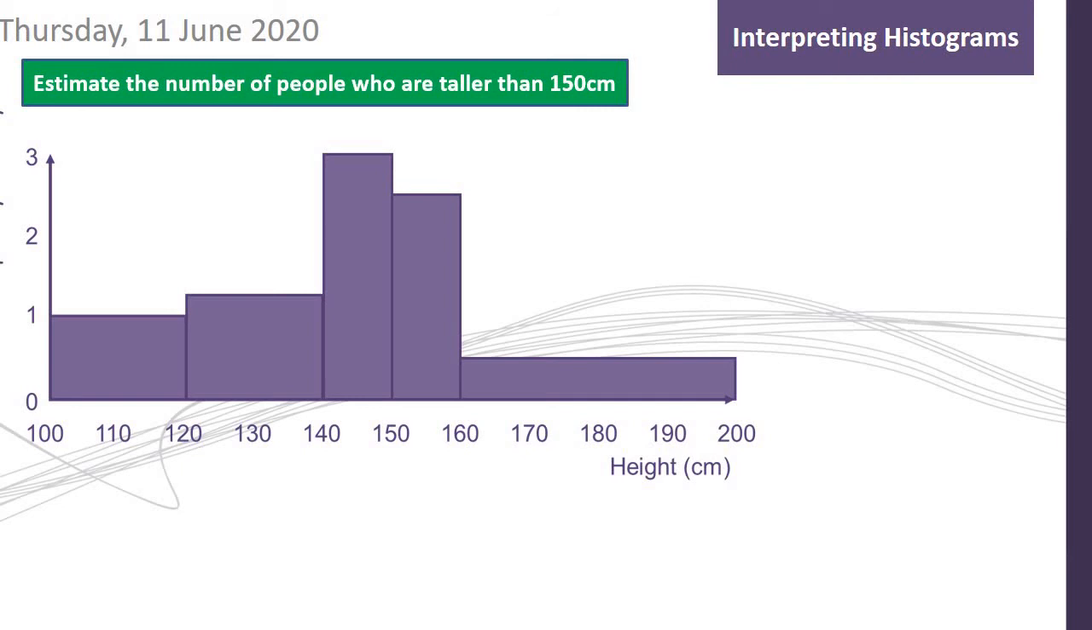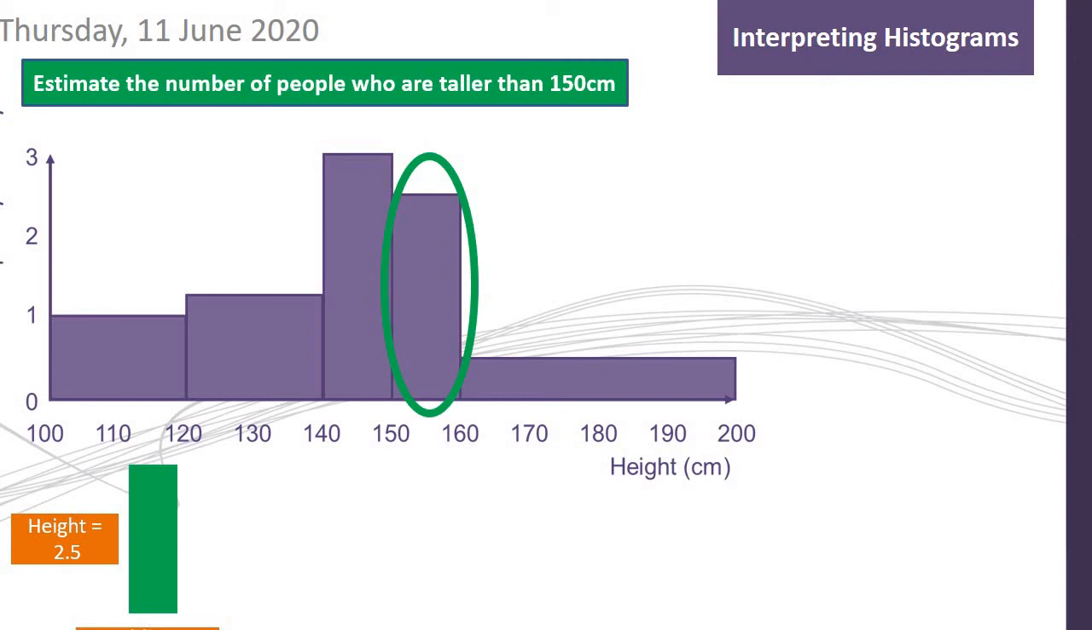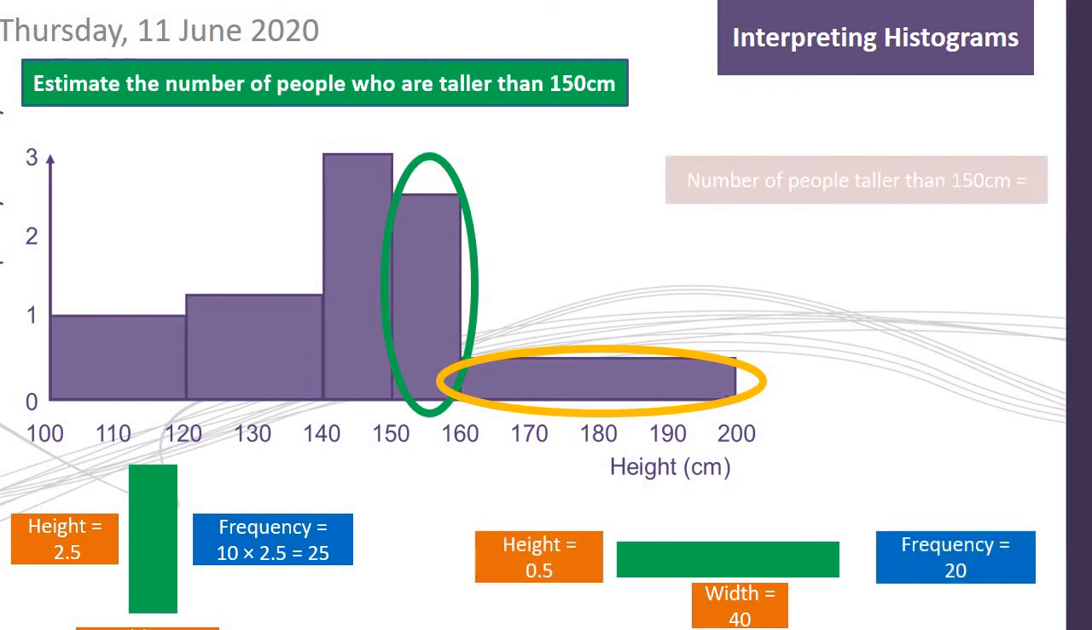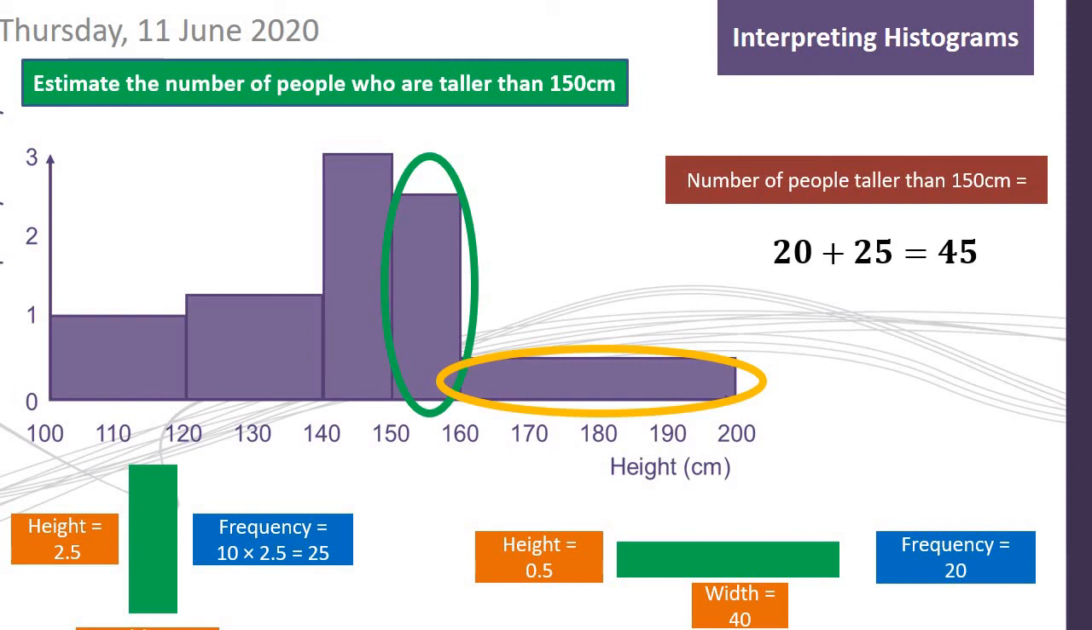So this type of question: estimate the number of people who are taller than 150 centimetres. Basically, taller than 150 is going to be this bar, which is a height of 2.5, it looks like, and a width of 10. So that's 25 people. Then this bar is also greater than 150 and it has a height of what appears to be 0.5 and a width of 40, which gives us a frequency of 20. Add those two together, 45 people are taller than 150 centimetres.